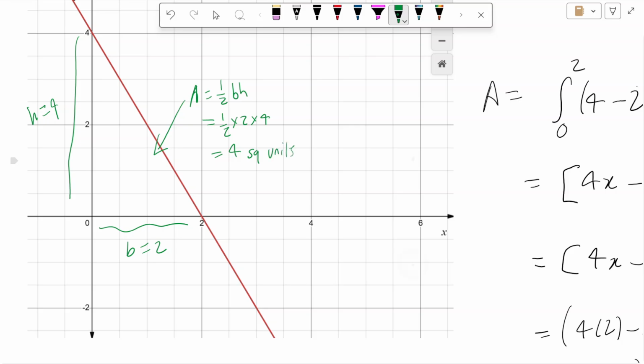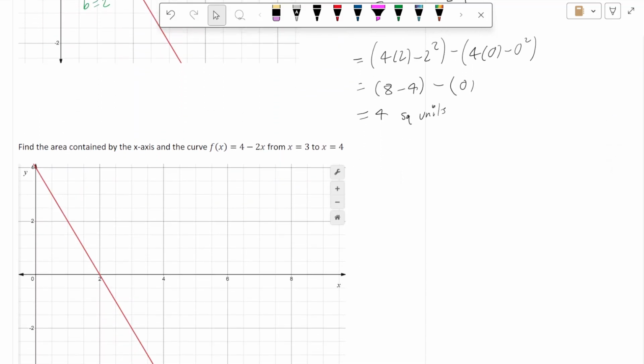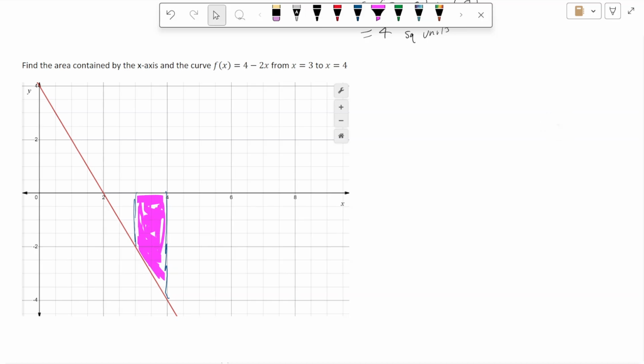So thank goodness our calculus agrees with our geometry. That's always a good sign. Find the area from 3 to 4. So it's a very similar process. Basically, you're just going from 3 up to 4. You're shading in that area there, and we'd like to find that area. So let's go through it.